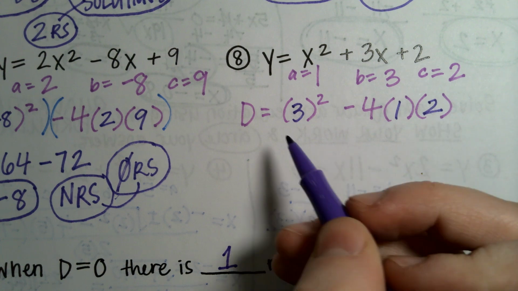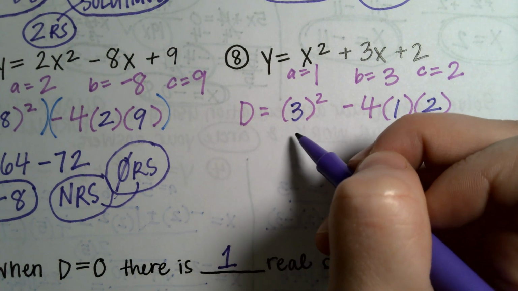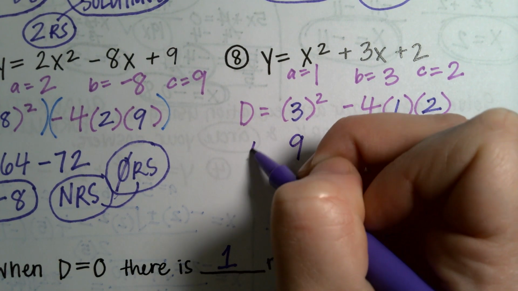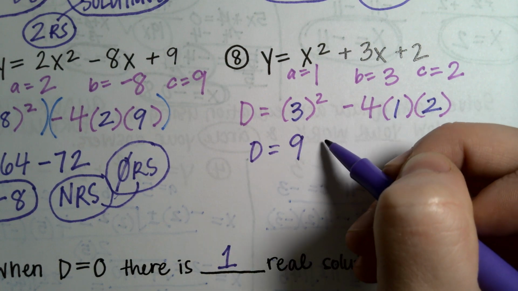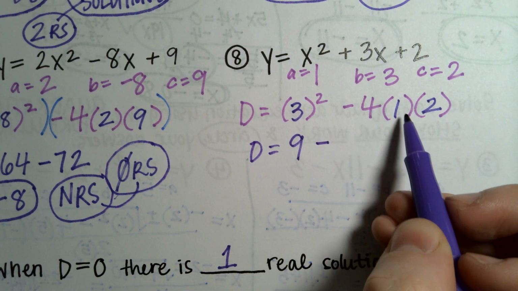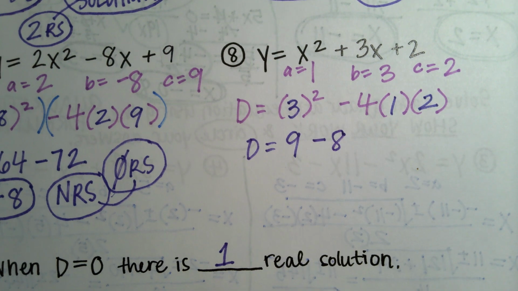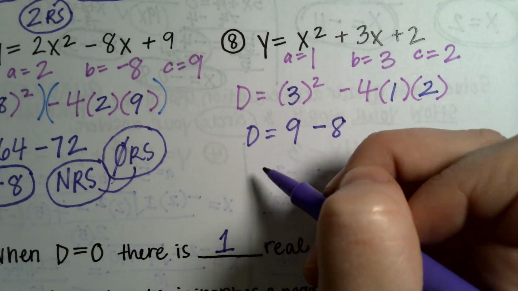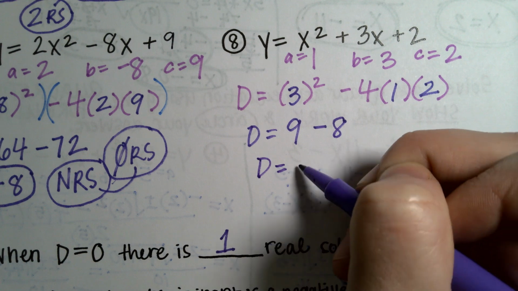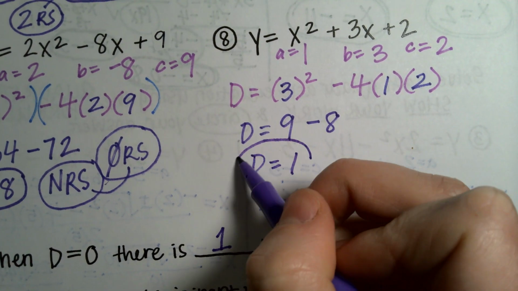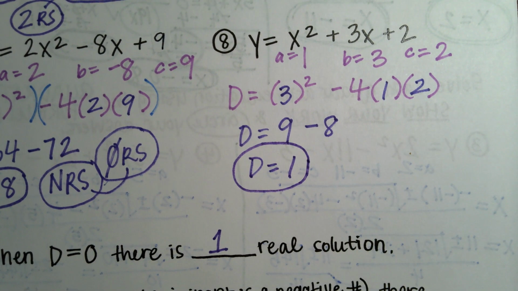3 squared is 9. 1 plus negative 9. And then minus 8. Negative 4 times 1, that's just negative 4, which times 2 is negative 8. Okay, so now we have 9 minus 8, which is 1. D equals 1.